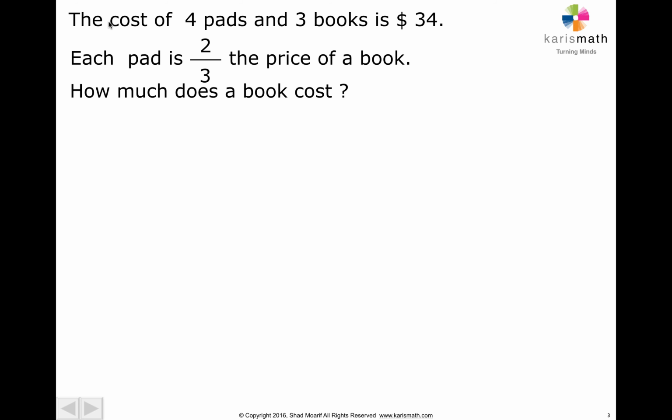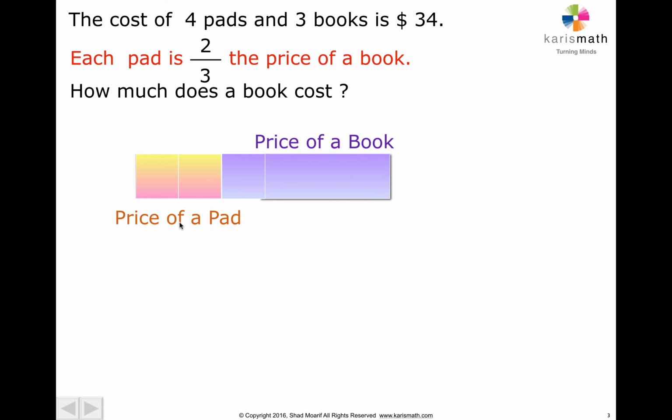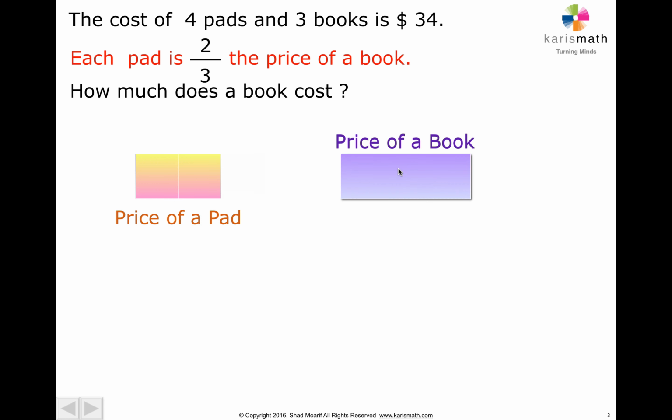So here's one. The cost of 4 pads and 3 books is $34. Now, interestingly, the information you're given is that each pad is 2/3 the price of a book. Imagine that's the price of a book. Now, if you break it into 3 equal parts, then 2 of those parts represent the price of a pad. So you can actually separate the pad from a book just by the price. So let's separate that. That's the price of a book. That's the price of a pad.